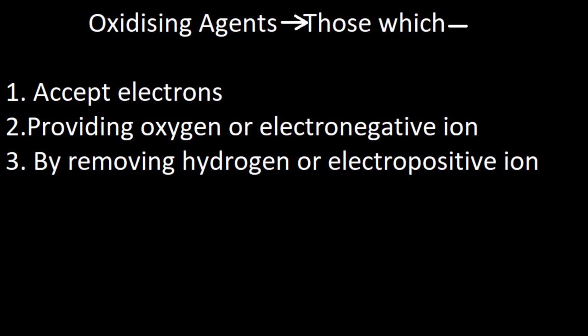Number 4th, by removing H or electropositive ion. H2 is removed in the second example, which one is H2S plus Cl2 arrow HCl plus sulfur. In this, H2 is removed by Cl2 and Cl2 here acts as an oxidizing agent. Or electropositive ion is copper, which is provided by copper oxide.